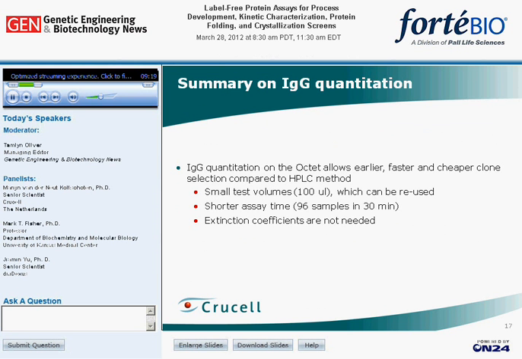Short summary on the IgG quantitation assay. IgG quantitation on the Octet allows earlier, faster and cheaper clone selection compared to the HPLC method. Test volumes are small, 100 microliter, which can also be reused. The assay time is shorter. You can measure as many as 96 samples in 30 minutes. And what I also believe is an advantage is that the extinction coefficients are not needed in this assay.